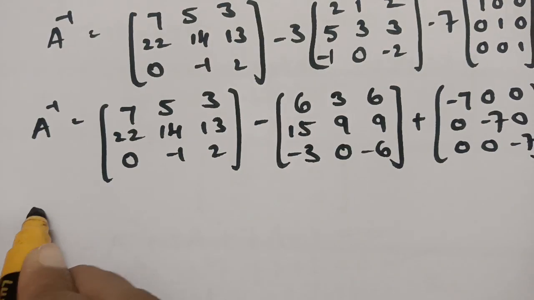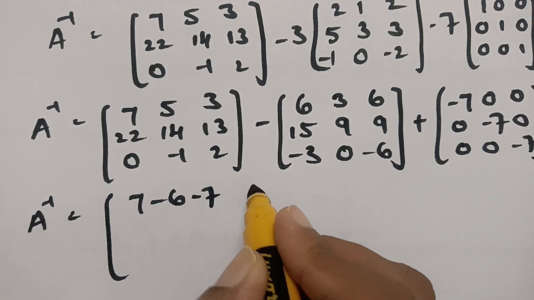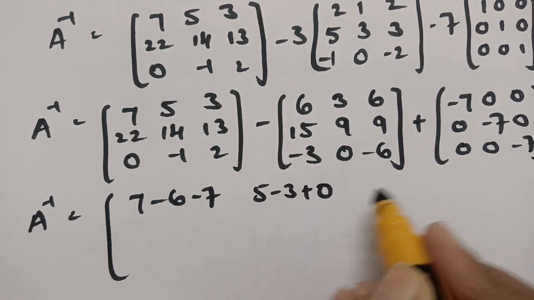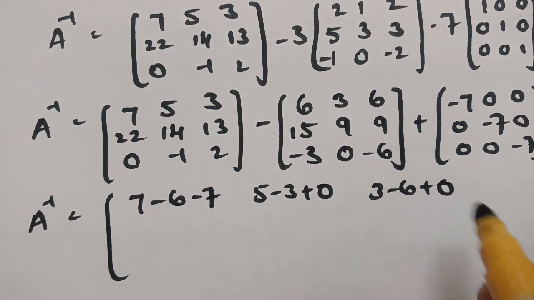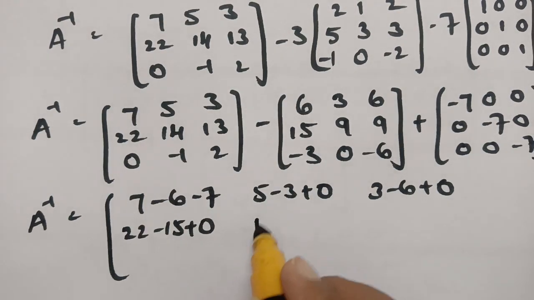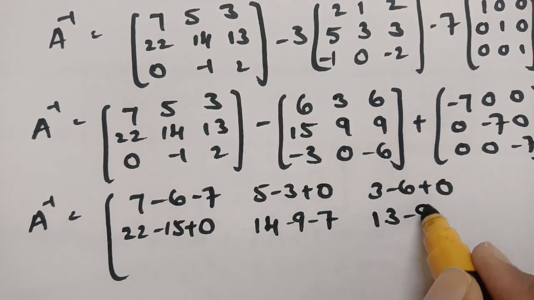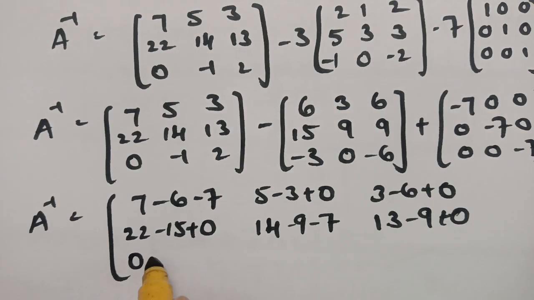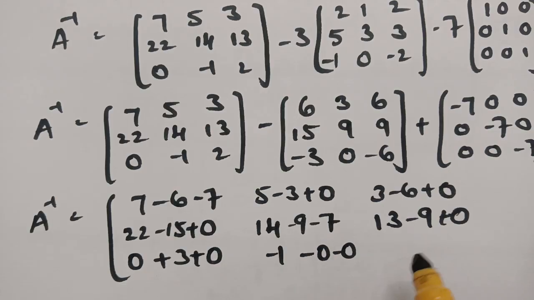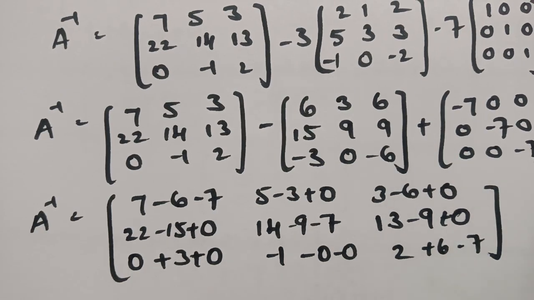So if I write it in one matrix, this will be 7 minus 6 minus 7. This is 5 minus 3 plus 0. This is 3 minus 6 plus 0. And this is 22 minus 15 plus 0. And this value is 14 minus 9 minus 7. And this value is 13 minus 9 plus 0. And this is 0 plus 3 plus 0. And this is minus 1 minus 0 minus 0. And this is going to become 2. And this is plus 6. And this is minus 7.